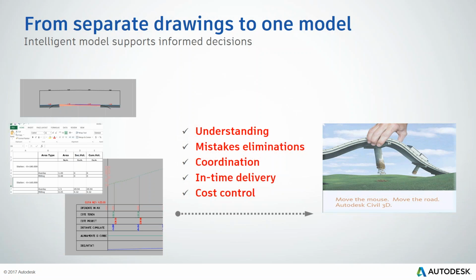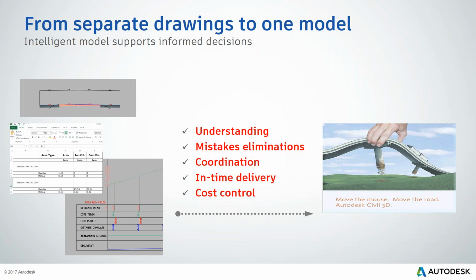parts are intelligently connected, and if you change something in one part, it is automatically propagated to the rest of the model, then obviously you have much better coordination, and it will help you to really have control of the costs, because rehabilitation usually comes with tight budgets and constraints on your side and also on the construction side, and it will ensure that you have in-time delivery.